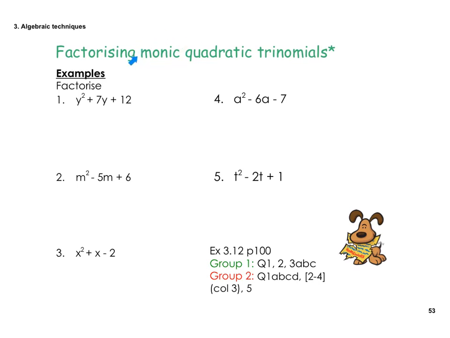Now this word monic, what does mono mean? Like monorail. Mono means 1. So monic means all the squared bits, there's a 1 in the front. So 1y squared, 1m squared, 1x squared, 1a squared, and 1t squared. Later on, we might have, say, 4x squared. That's a non-monic trinomial.